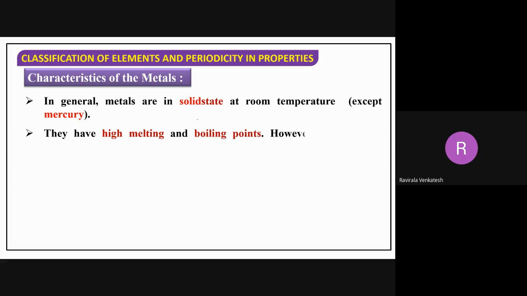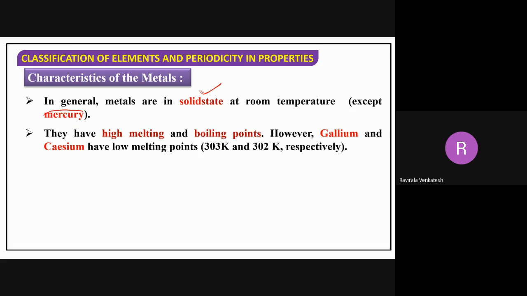Now, generally metals are solid in nature. All metals are solids, but mercury is what? Liquid in nature. And they have high melting and boiling points. But there are some exceptions. Gallium's melting point is very low, around room temperature, about 25 degrees Celsius. When you take gallium on your palm, it will melt. So all metals have high melting points except gallium, which has a very low melting point. Cesium also has a very low melting point because its bonding is very weak.